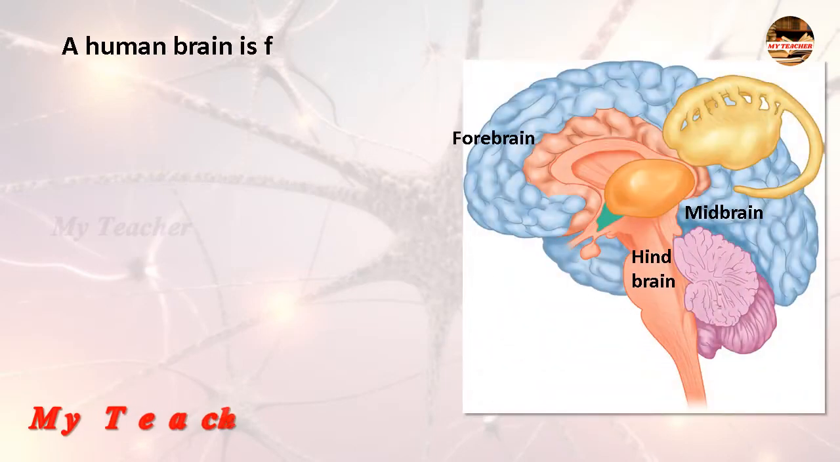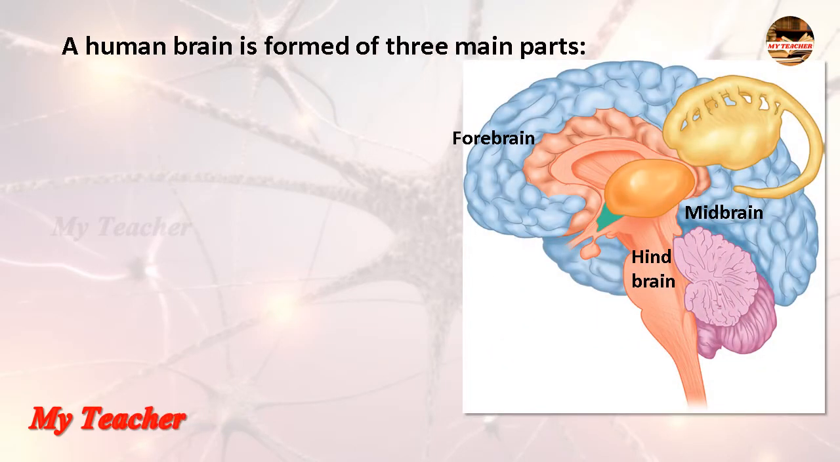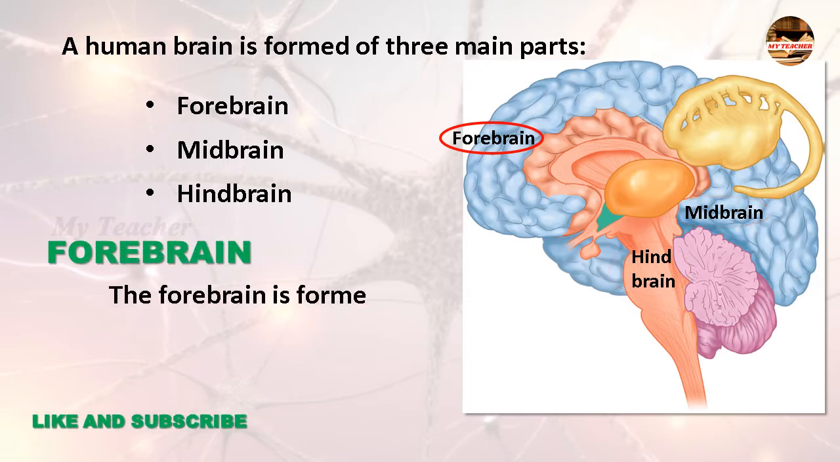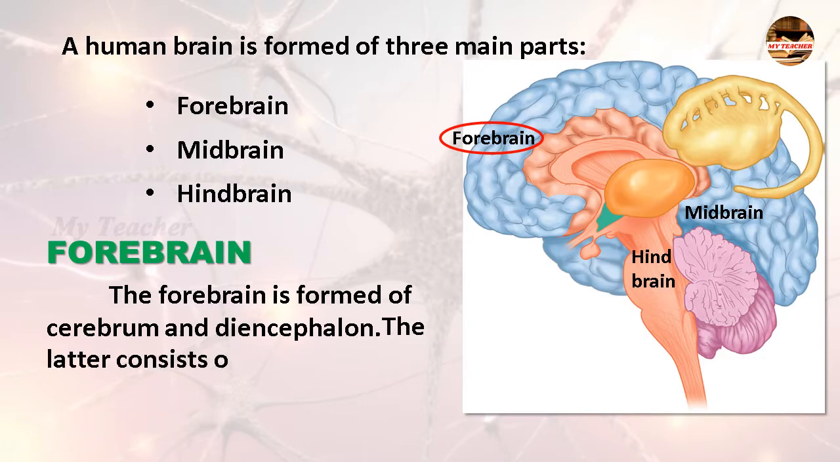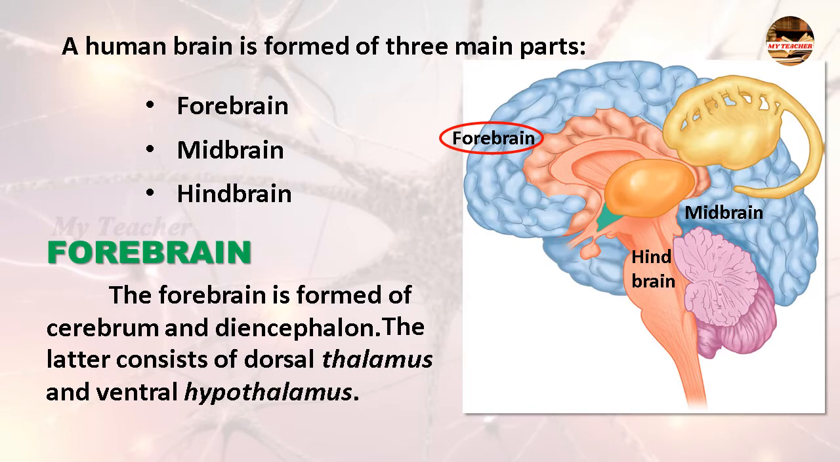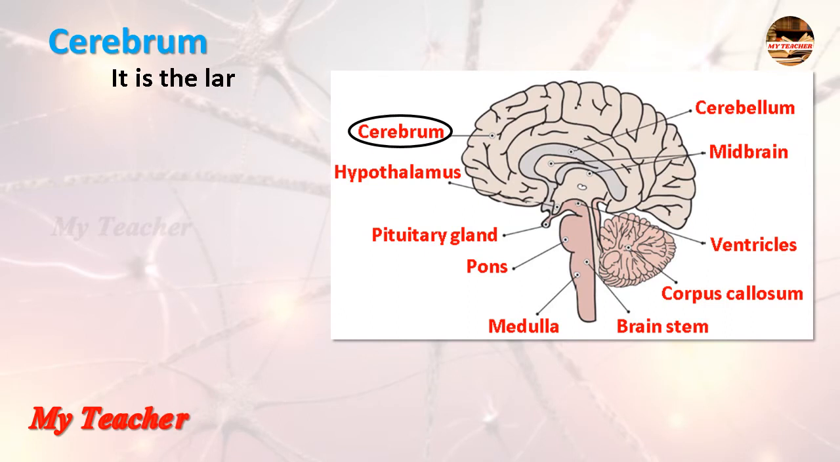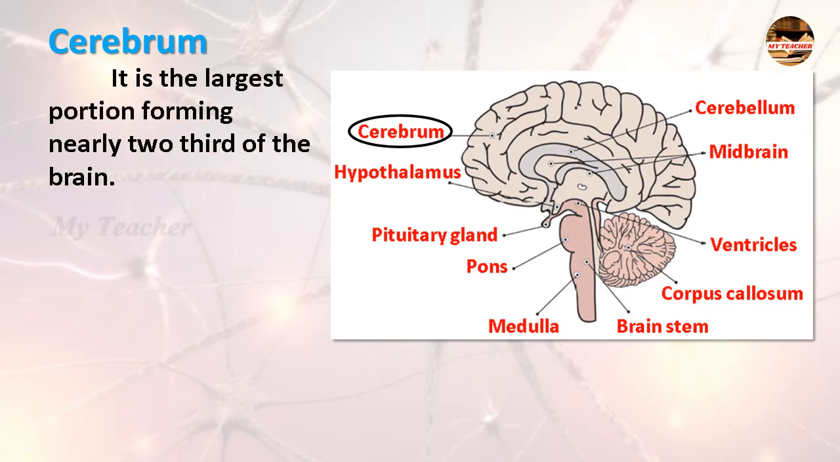A human brain is formed of three main parts. See the picture, you can see them clearly. Forebrain, midbrain, hindbrain. Forebrain. The forebrain is formed of cerebrum and diencephalon. The latter consists of dorsal thalamus and ventral hypothalamus. Cerebrum. It is the largest portion forming nearly 2/3 of the brain. You can observe cerebrum clearly in the picture.